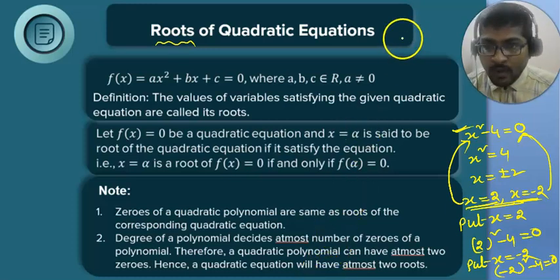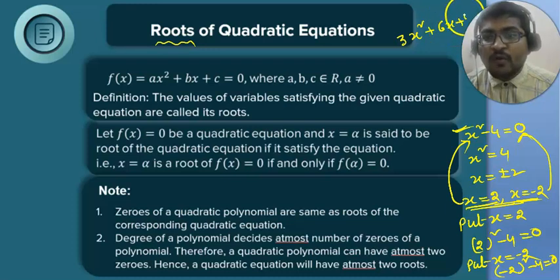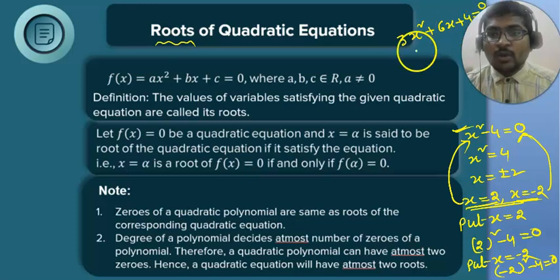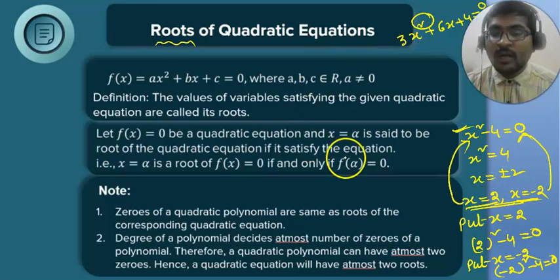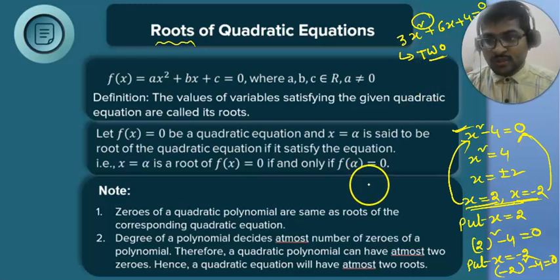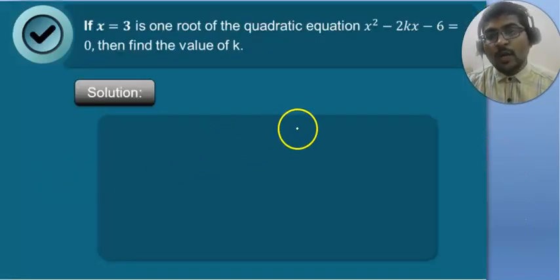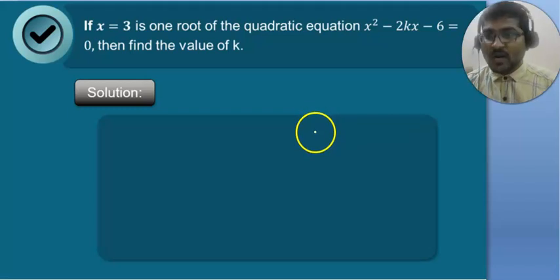For example, 3x square plus 6x plus 4 equal to 0. In this quadratic equation the degree is 2. So that's why this quadratic equation compulsorily has two roots. Okay, students, let us discuss one important numerical question related to roots of quadratic equation.